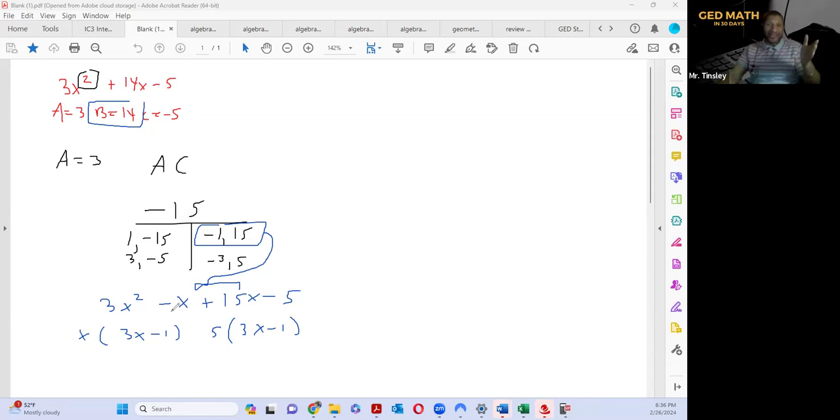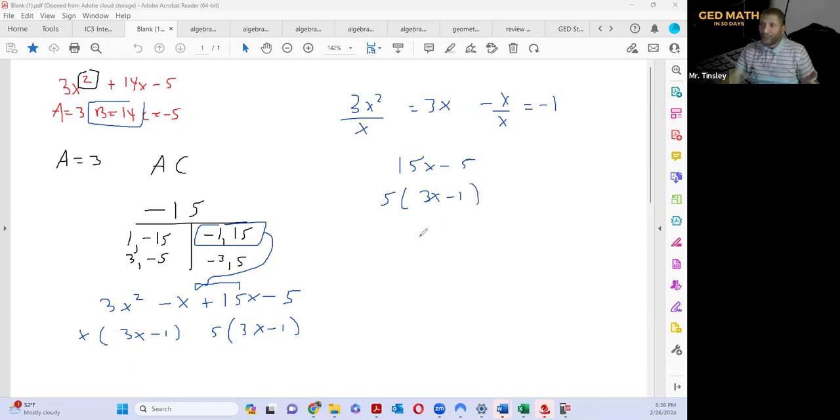So I factored out an X. What is the highest exponent I could take out of X squared and X? It's the lowest exponent, so I can pull out an X. So if I take 3X squared and I divide by X, I get 3X. That's why I got that 3X. Minus X over X is -1. That's why I got this -1. If I got 15X minus 5, if I pull out a 5, 15 divided by 5 is 3X, and 5 divided by 5 is 1.